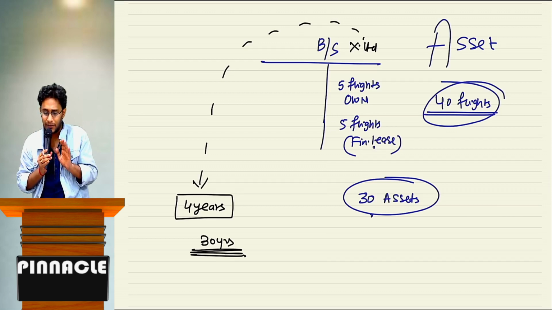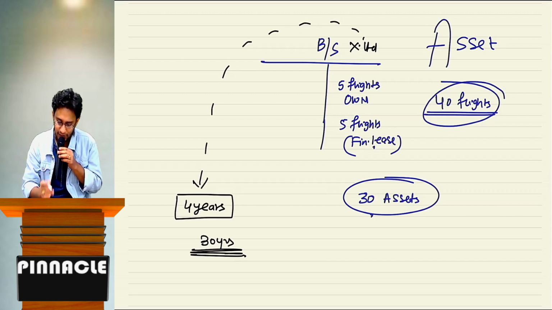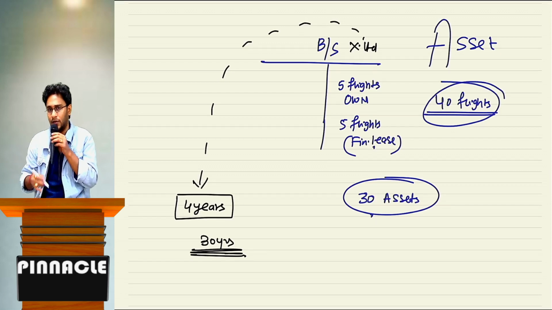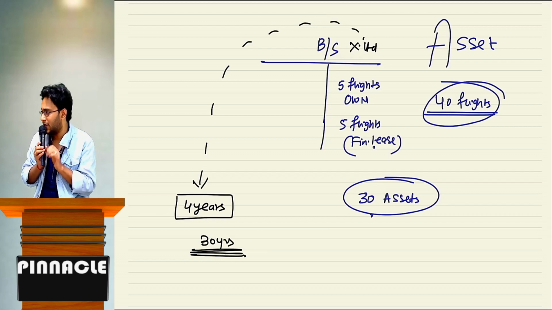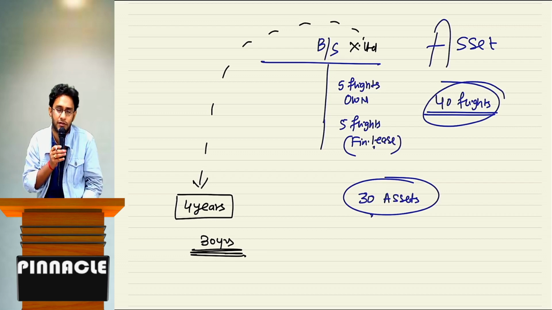But ultimately they accepted that, and now under this new standard, we will not differentiate whether the lease is a finance lease or an operating lease. Let it be any kind of lease, the asset has to come to the balance sheet. This is one technical point of view definition.